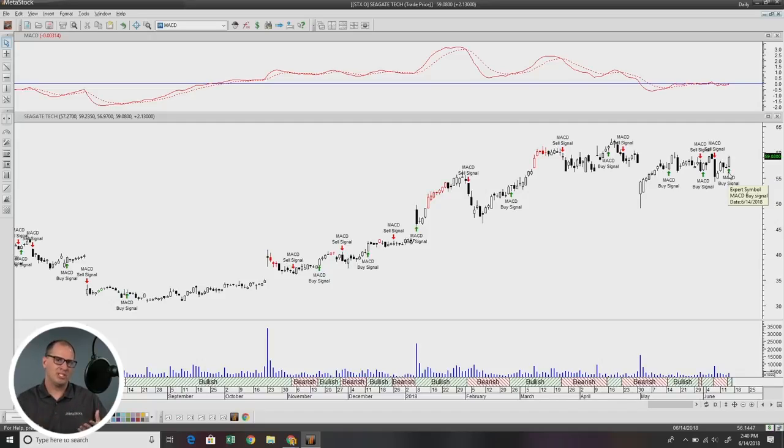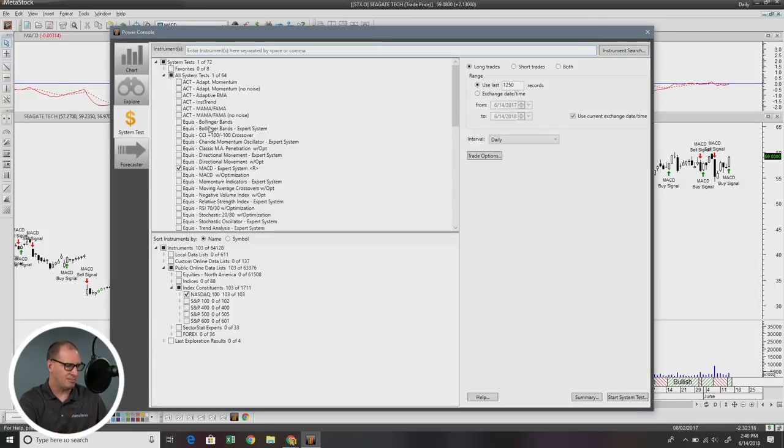That's why we've put together the system tester to help you test your strategies against a list of stocks or a specific stock to see how well it's performed over time. So we're going to go into the Power Console in MetaStock, go into the system tester, and select this MACD expert system. We're going to put it against the NASDAQ 100 list of stocks.